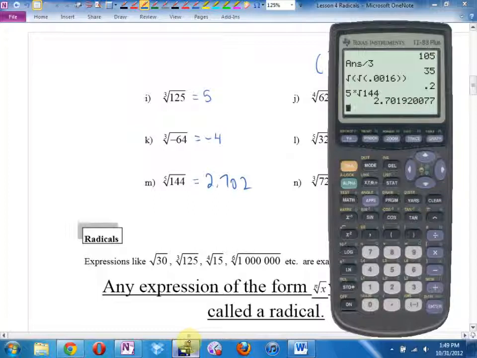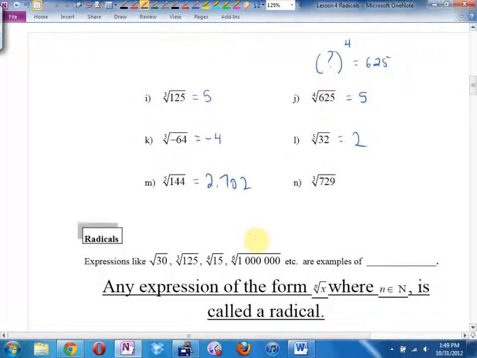Try it on your own. Cube root of 729. I think this one works out evenly. Yep. Is it 9? Yes.